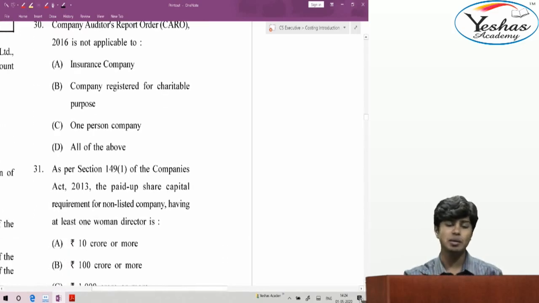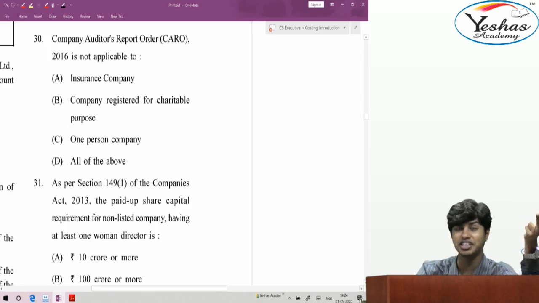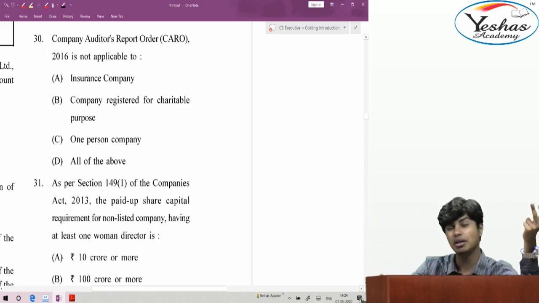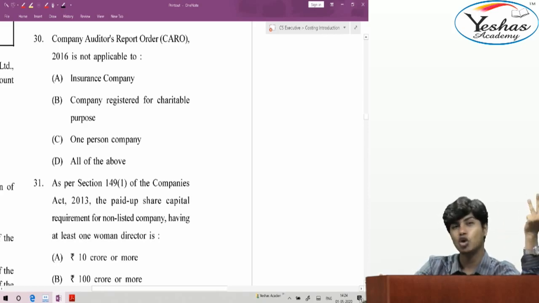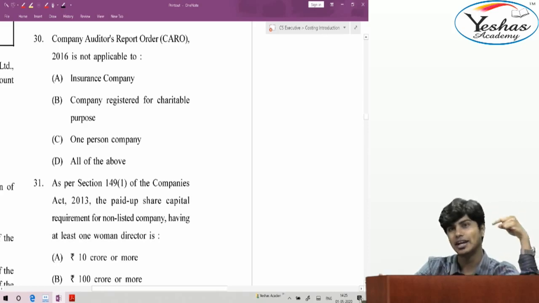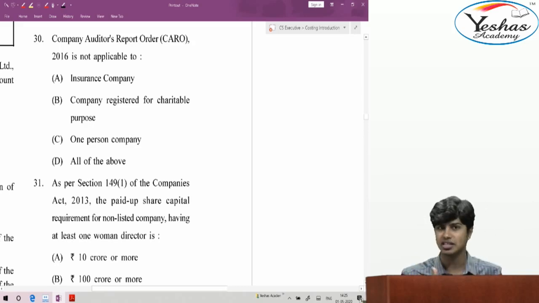CARO 2016 is not applicable to banking companies, it is not applicable to insurance companies, it is not applicable to Section 8 companies. We discussed what is Section 8 also in detail. It is not applicable to one-person company, and small company definition is again discussed. We also told that it is not applicable to private companies whose paid up capital and borrowings is less than 1 crore individually, and their turnover is less than 10 crore rupees. Definition of paid up capital, definition of borrowing, everything is discussed in detail in the CARO part 1 video, wherein we discuss the applicability of CARO. So for these companies, it is not applicable.